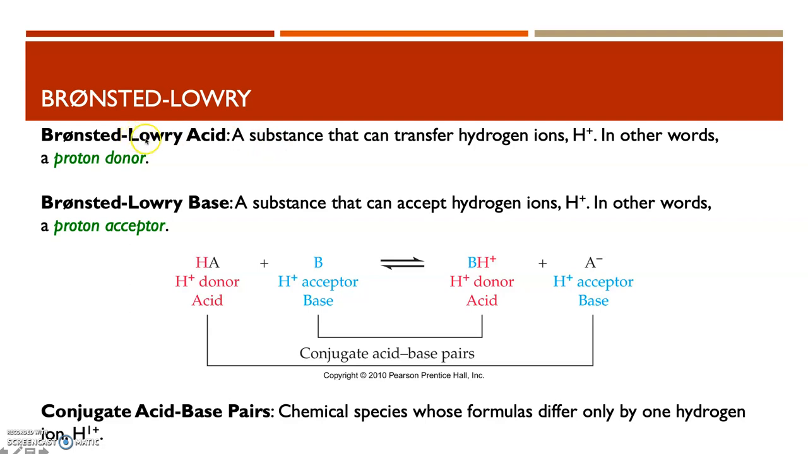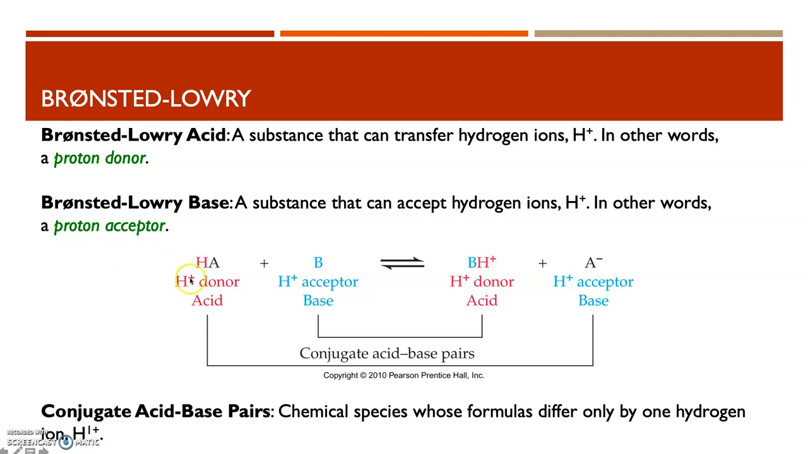In the Bronsted-Lowry definition, an acid is a substance that can transfer hydrogen ions, which means they can donate a hydrogen ion in a reaction. So we call it a proton donor. Again, if you have a hydrogen ion, then the one proton nucleus has lost its one electron, so it's just a proton. So that's why we call it a proton donor. A Bronsted-Lowry base then is a substance that can accept that hydrogen ion, so we call that a proton acceptor.